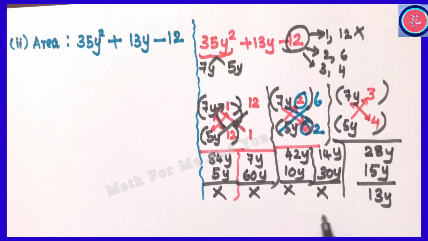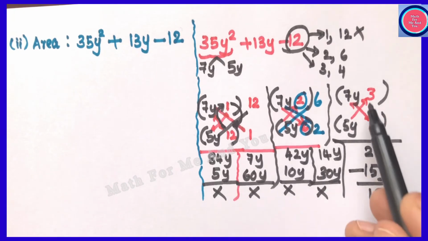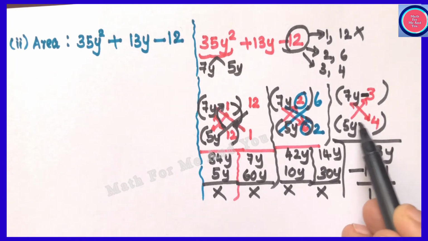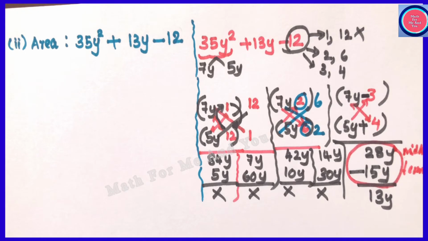That means the big number 28 must be positive and the small number 15 we have to keep as a negative number. Here we have changed 15 as a negative number, minus 15y. So we have to change the factor 3 also a negative number and 4 is positive. That means we can see now 7y times 4 is plus 28y, 5y times minus 3 is minus 15y. So 13y we can split as 28y minus 15y. Here we get an idea how to split the middle terms. Also we are getting the factors 7y minus 3 and 5y plus 4.